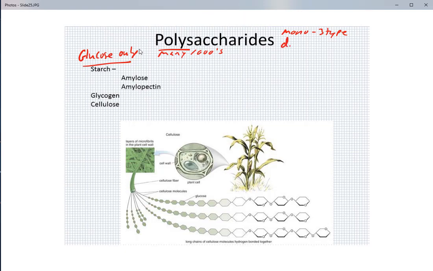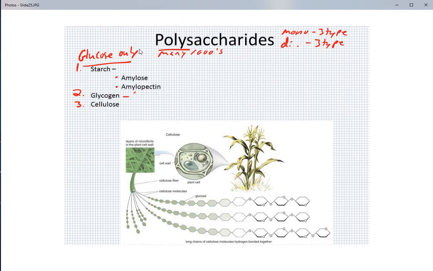The disaccharides, again, we just talked about those. It was 3 types: maltose, lactose, and sucrose. And here we also have 3 types. We have starch, glycogen, and cellulose. And actually there's maybe another one down here, but for the most part it's just these three. Now starch comes in two flavors, if you wish. There's amylose and amylopectin. We'll talk about the difference of these later.